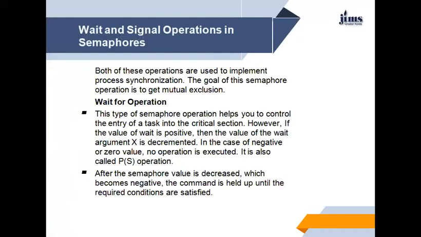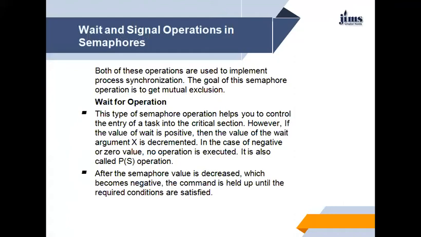Wait and signal operations in semaphore. The wait operation: wait S1, then C minus minus. If C is less than 0, then signal S1, wait S2, and signal S1. Both of these operations are used to implement process synchronization. The goal of this semaphore operation is to get mutual exclusion. In its simple form, we also use a mutex.